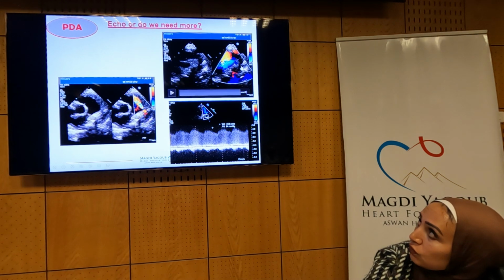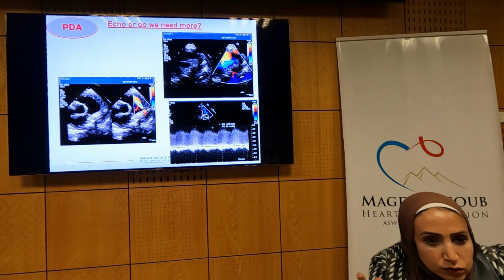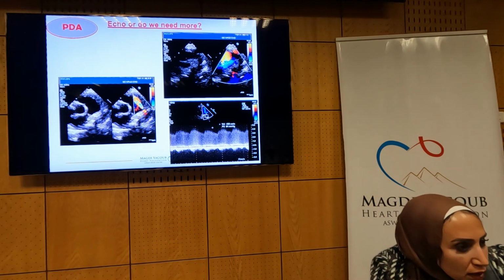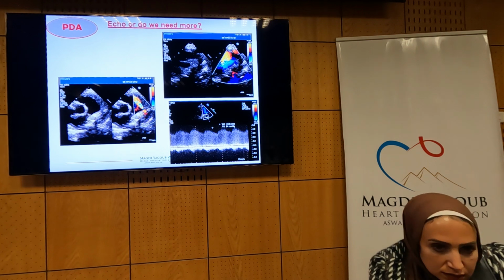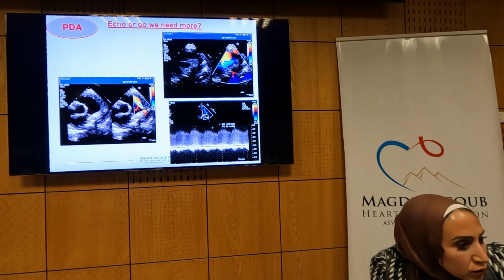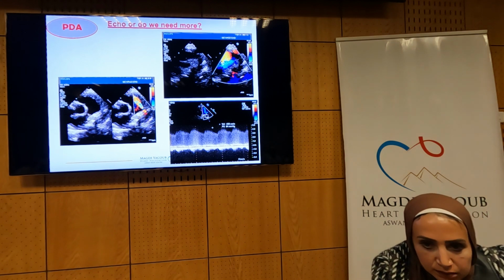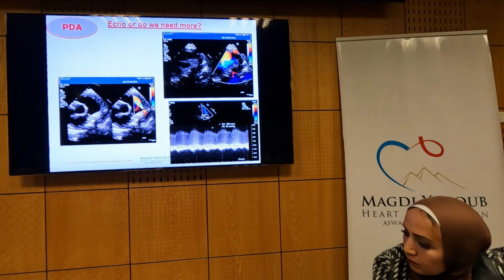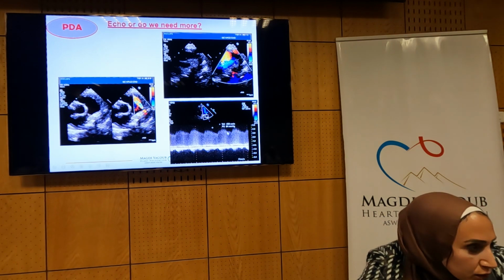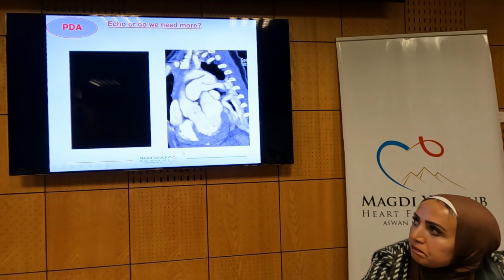Another view here where you find the flow, and this is the flow of the duct by Doppler. It's continuous flow because all the time the blood pressure in the aorta is higher than the blood pressure in the pulmonary during systole and during diastole. So the blood will go with a gradient, continuous. So always you have a continuous flow between the aorta and pulmonary in systole and diastole. So you can measure the gradient as we explained by the Bernoulli equation. But this is the way to detect a PDA.